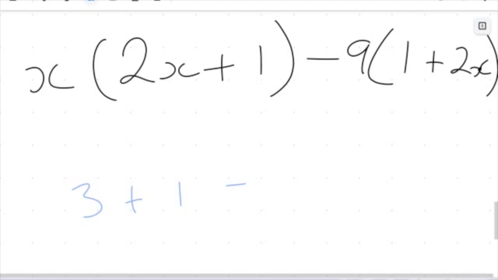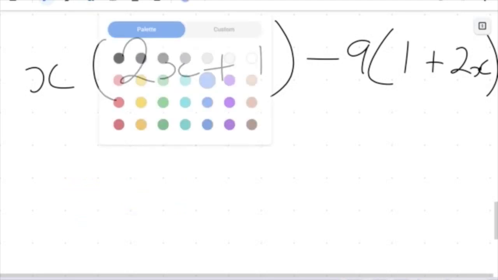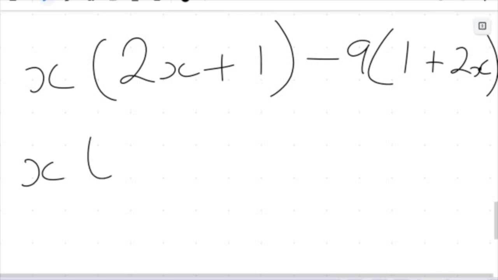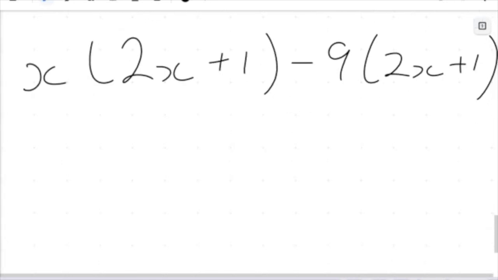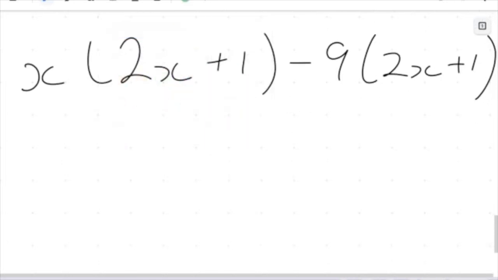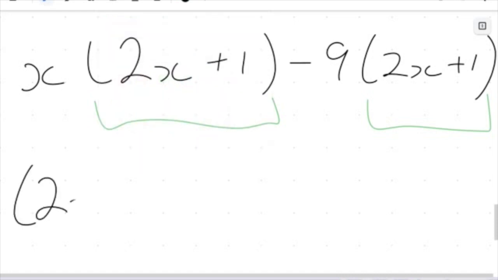So just for the sake of not confusing myself, I'm going to rewrite this, and I'm just going to swap the order of the 2x and the 1 in my second bracket. So now I can see that these pretty clearly look like I have a binomial factor in each of these terms. So the next thing finally to do is I'm going to pull out my binomial factor of 2x plus 1, and I just want to fill in my remaining brackets after I factorize this out.